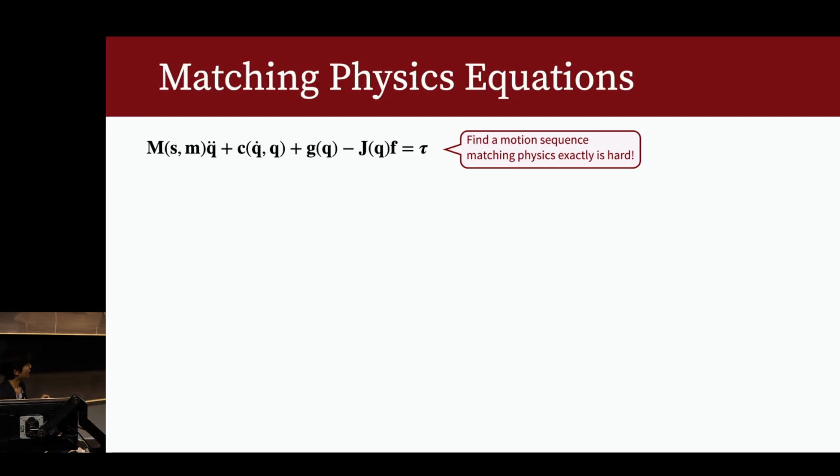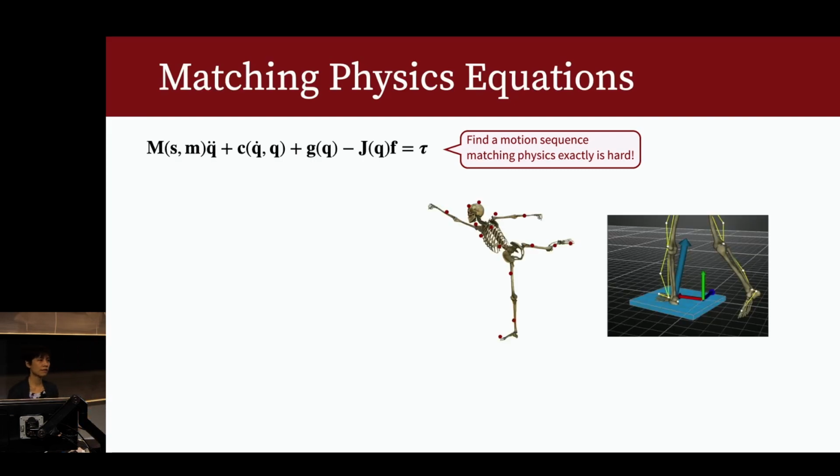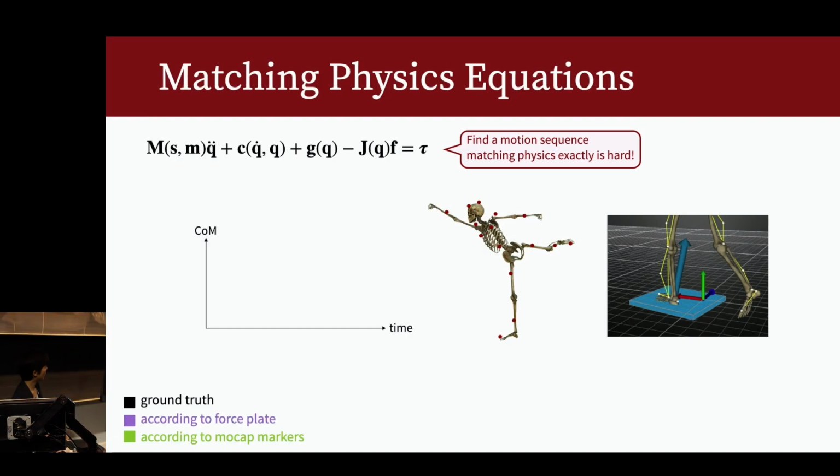In general, we have two different types of sensors, right? We have motion capture markers, and we also have force plate sensors. And these two sensors will give you two versions of ground truth. Let's just say we plot the center of mass trajectory over time, and this black curve here is the actual ground truth.